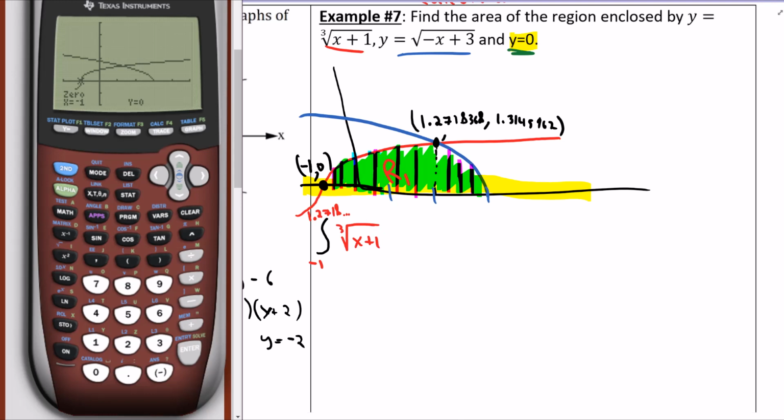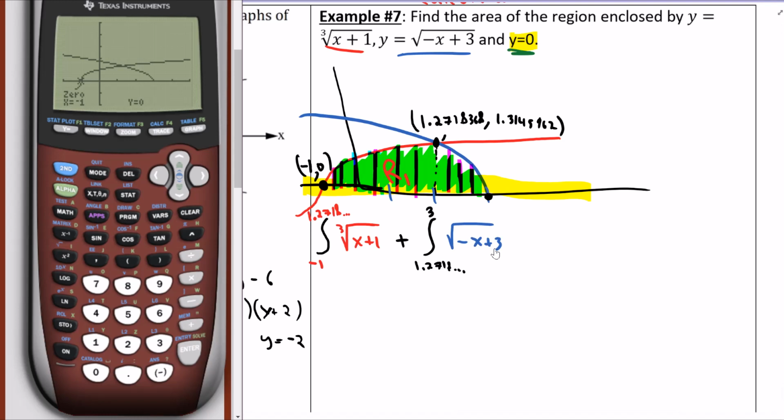And then we're going to add that to the other region, which starts at 1.2718 whatever, until here, which is 3. And what are we integrating there? We're integrating the blue function, because that's the piece that's above the x-axis.